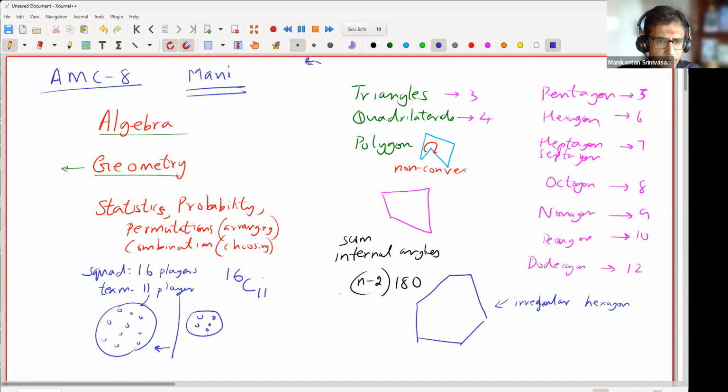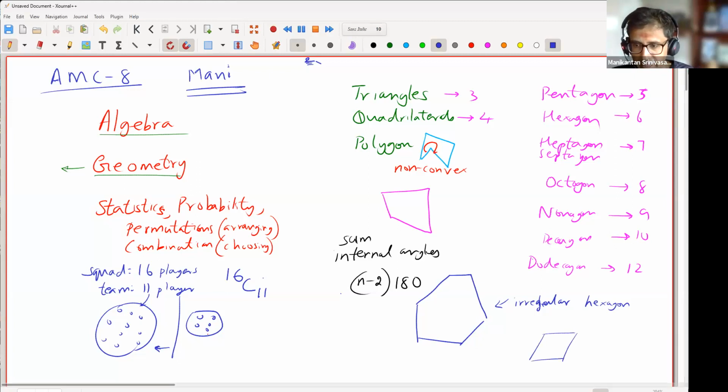Okay, Rachit, can you give me an example of an equilateral quadrilateral that's not equiangular? Where all sides are equal, but the angles are not. A rhombus, exactly. A rhombus is one where the sides are equal, but the angles are not equal.